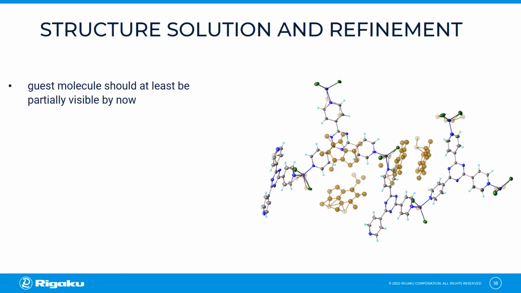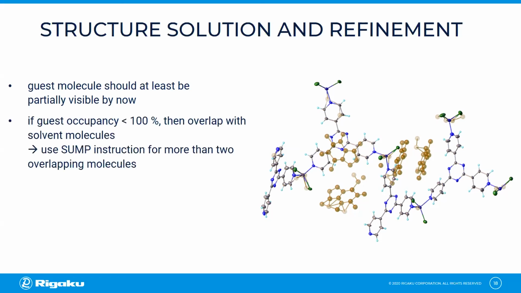It is generally a good idea to soak a few crystals and get your hands onto this technique before you soak your very precious analytes. Gas molecules often show a disorder to some extent. It could be a superposition of two analyte molecules or a mix of analyte and solvent. The SUMP command might come in handy if more than two molecules should be treated.